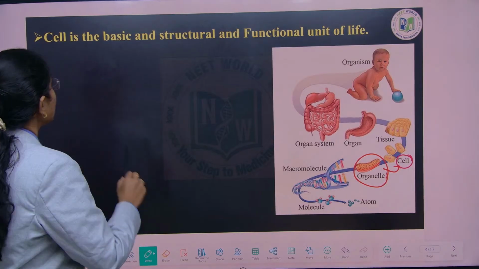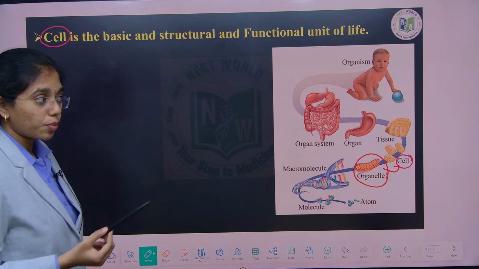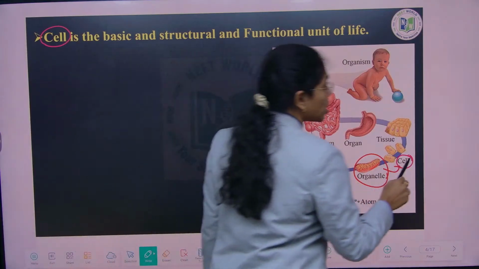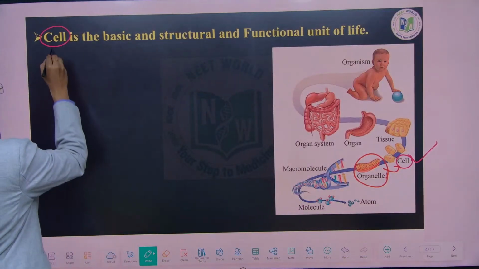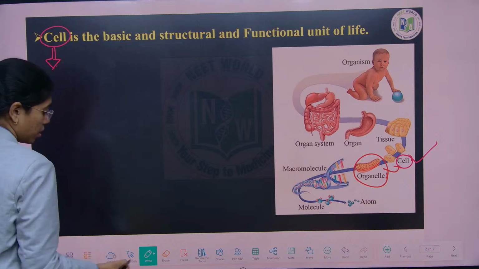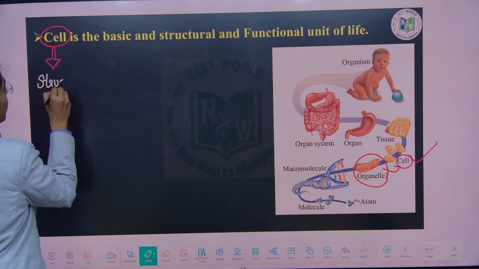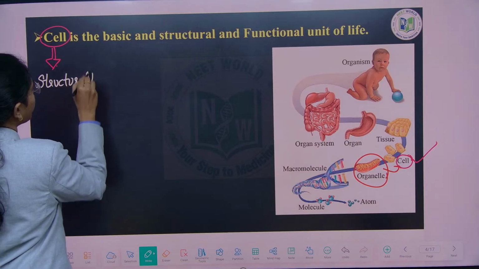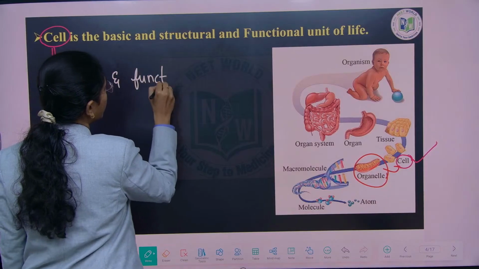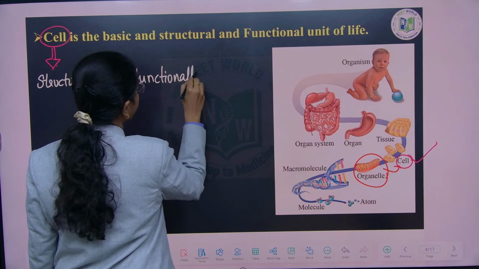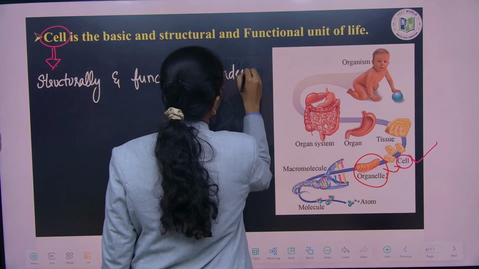The cell is the basic structural and functional unit of life. It is because it is both structurally and functionally independent. Structurally and functionally it is independent.